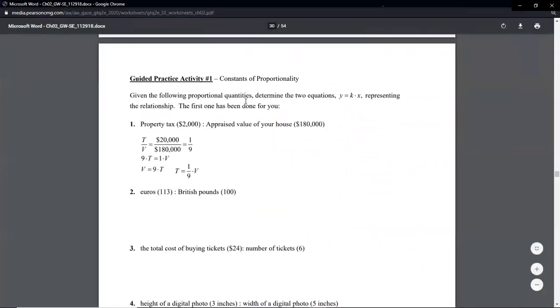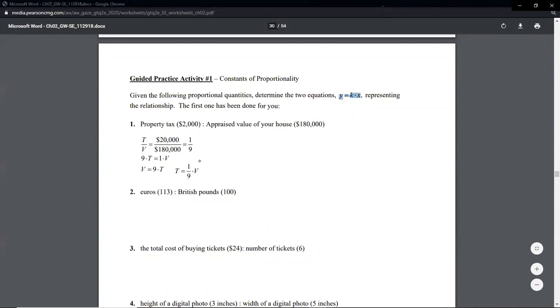Given the following proportional quantities, so they told us they're proportional. We don't have to determine that. And again, in terms of my Math 5 homework, that's generally the case. You don't need to determine that. That's the real world issue. Determine the two equations, y equals k times x, representing the relationship. The first one has been done for you. So number one has been done. This is going off of the very last thing I did in our notes, where you write your fraction and then one of the scenarios, and then you cross multiply and solve for one of the variables.